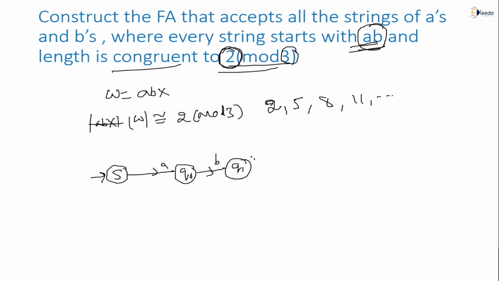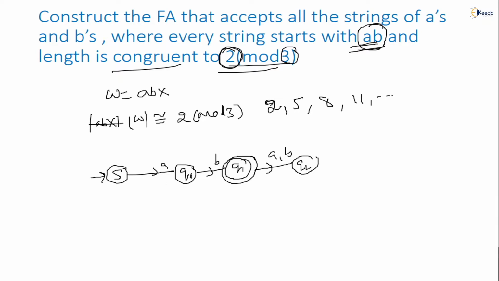Now should I make Q1 a final state or not? Understand: this is length 2 so far. It started with AB, and when length 2 is divided by 3, the remainder is 2, so it satisfies our condition. Yes, I should make Q1 a final state. Are you getting my point? Could you give an A transition also? No, because initially it should start with AB only. After that there is no restriction: Q1 on A comma B goes to Q2.